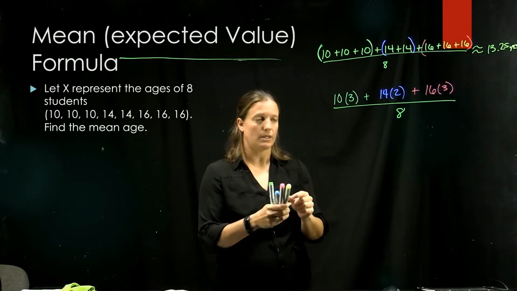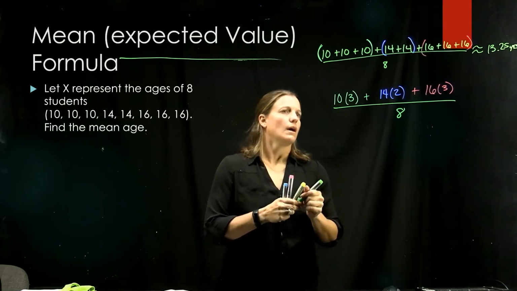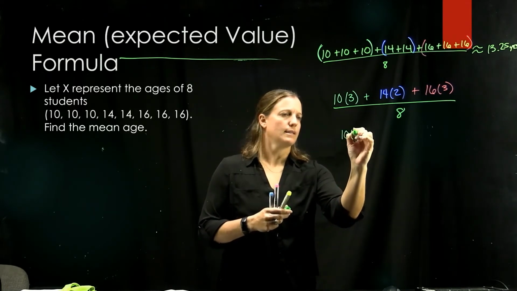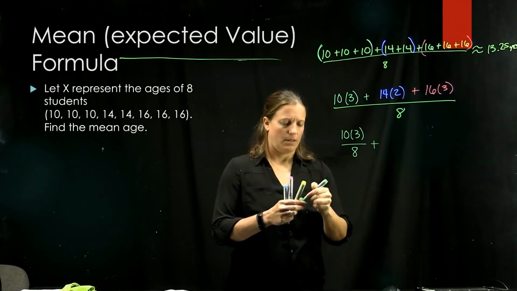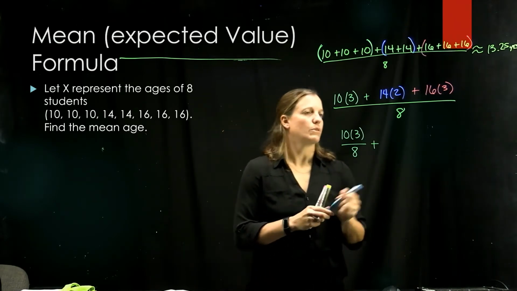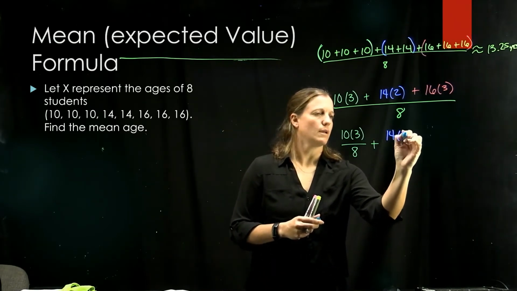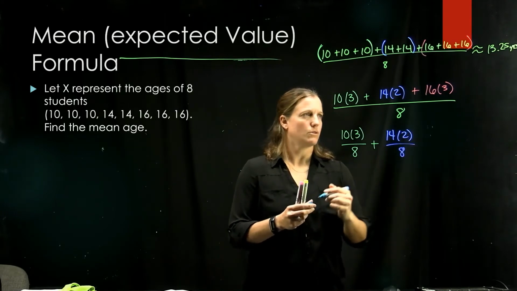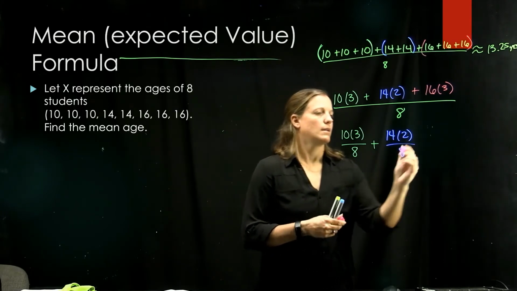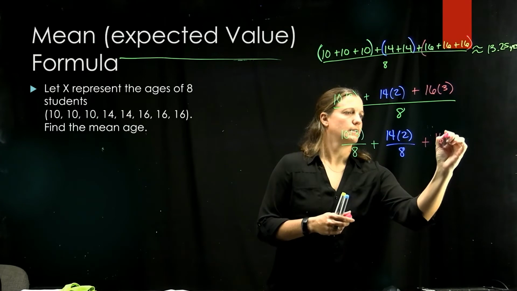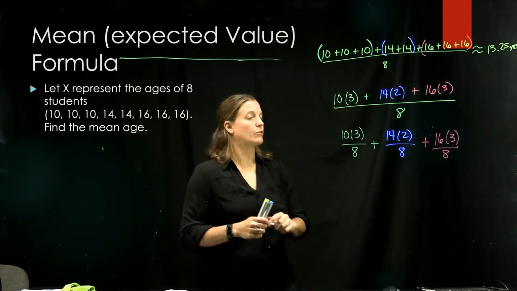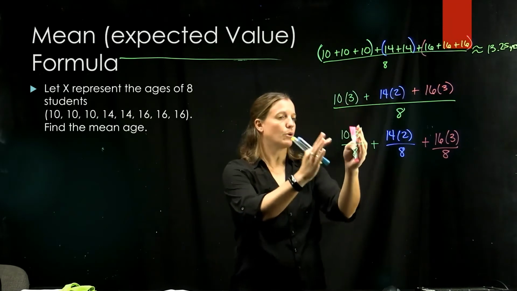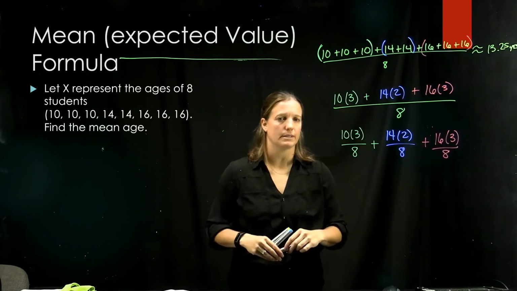So this first one here, I'm going to put it as 10 times 3, and I'm going to give it its own denominator of 8. Same thing with the second one, 14 times 2, still has its own denominator of 8, plus 16 times 3, give it its own denominator. So I've taken this top fraction and I've just broken it back down into its individual pieces.